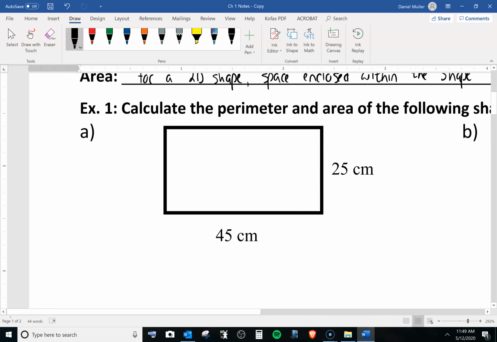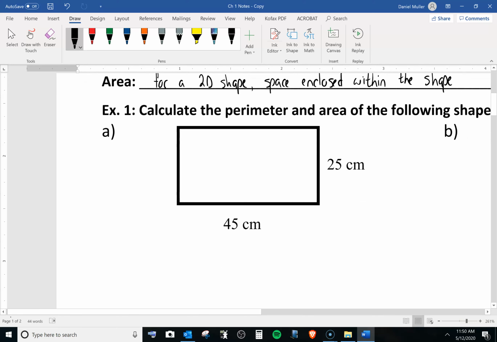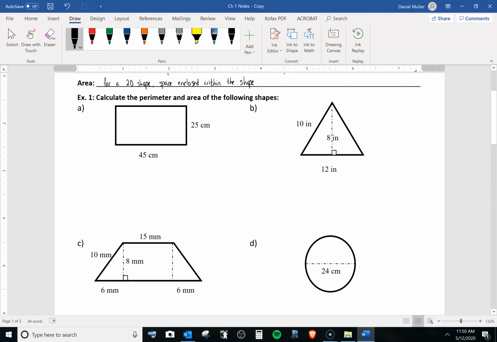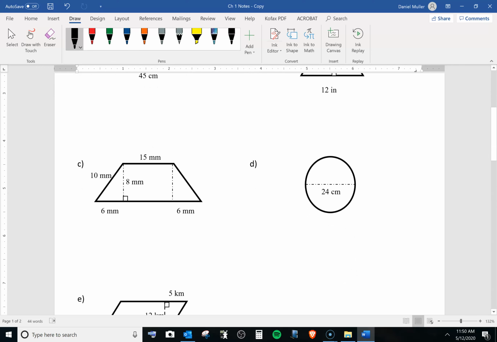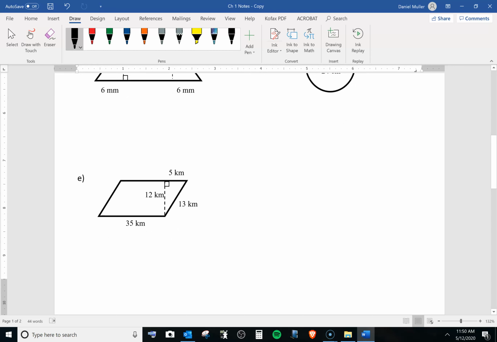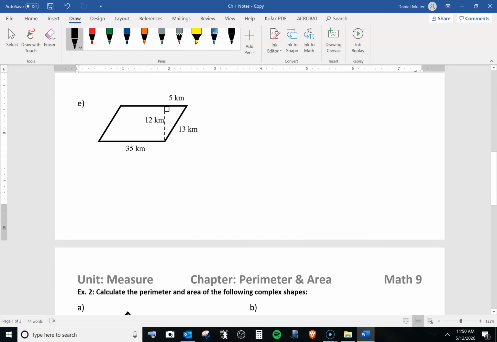So here we go. Example number 1. Calculate the perimeter and the area of the following shapes. Now A and B, in fact, and D are all just kind of normal shapes. You got a rectangle, you got a triangle, you got a circle. C is a little bit different because it has a couple triangles and one rectangle. This one, E, looks kind of weird, but it's actually just a rectangle.